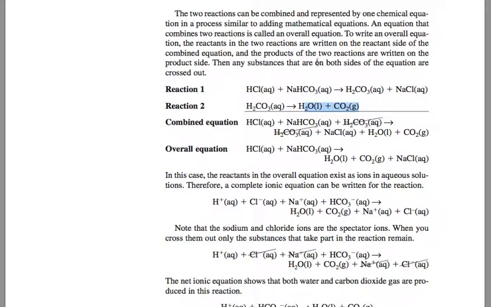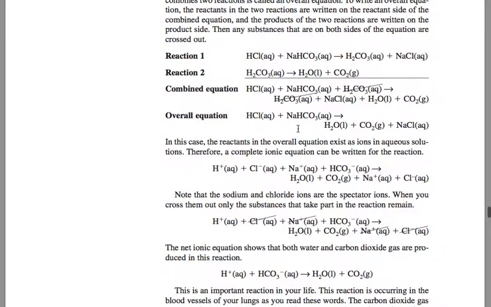Then any substances that are on both sides of the equation are crossed out. Okay, so what is on both sides of the equation? Aha, we're listing them together. There are two reactions in the same solution, right? This is all together. So if this is on the reactant side and it's also on the product side, then it can be crossed out as we see here, okay?